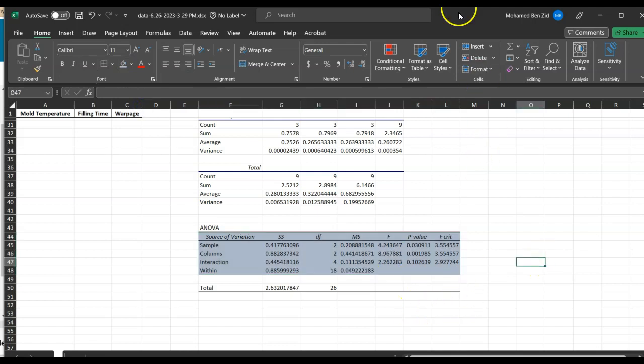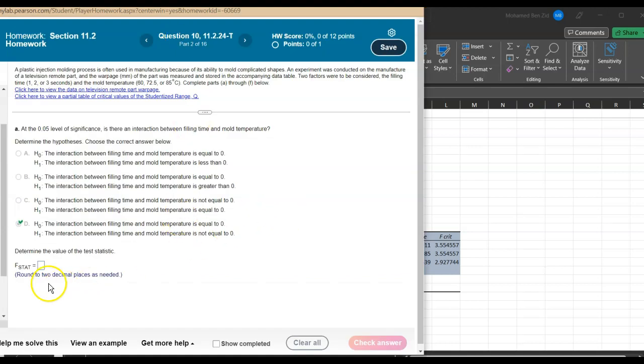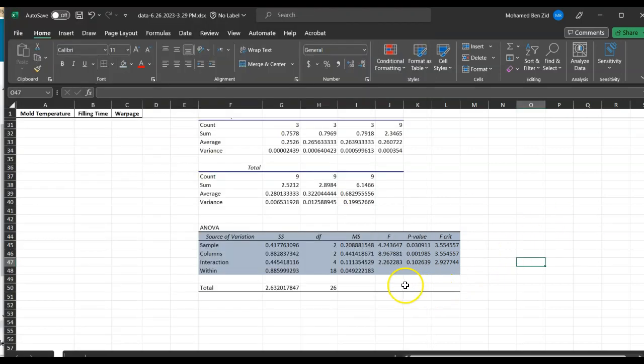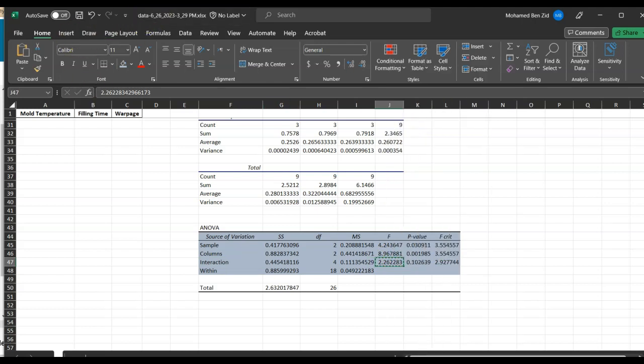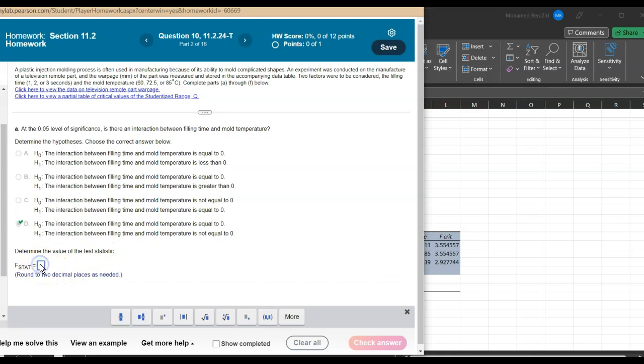Okay, now let's go back to the question, and as you notice here, the question still waiting for us is asking for the F statistic for the interaction. If I'm looking for the interaction, the F statistic would be this. You can see interaction, and the F value is right here, so I can just copy it, go back and paste it. And here they want 2 decimal places, so you can round it properly. It is 2.26, and that's all.